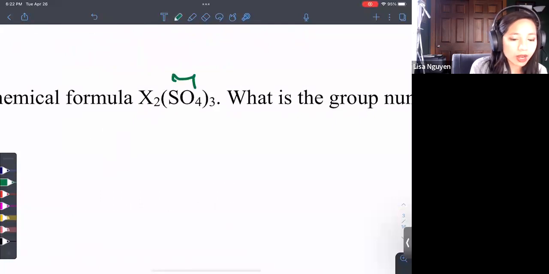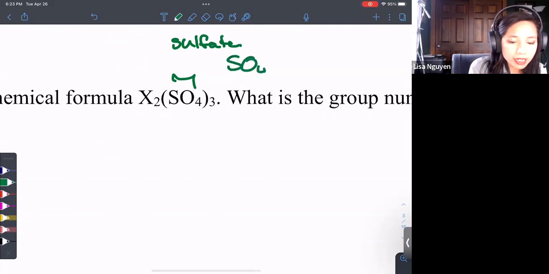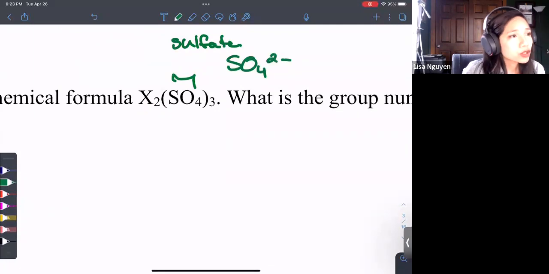It's attached to SO4, which we call sulfate. All right, so remember, that is something you need to memorize: your polyatomics, the charge, the formula, and the name, because that's related to naming within there. So this is sulfate, and typically sulfate is SO4 2-. This will help us out because we know that this whole substance is charge neutral.